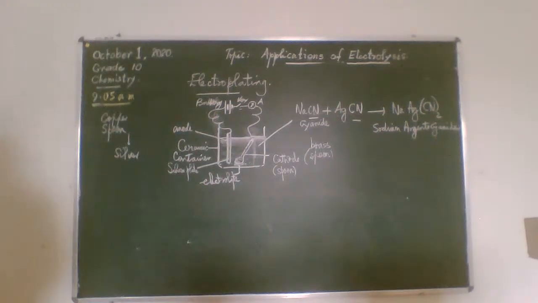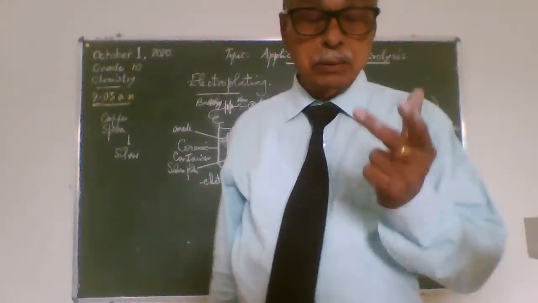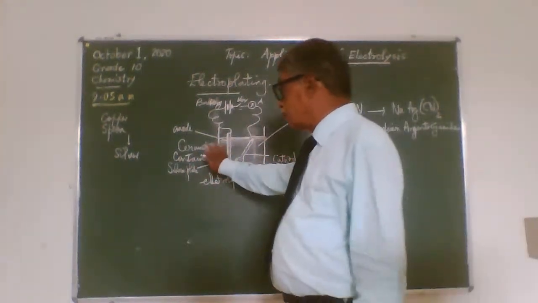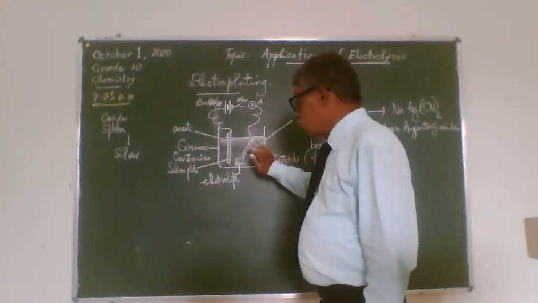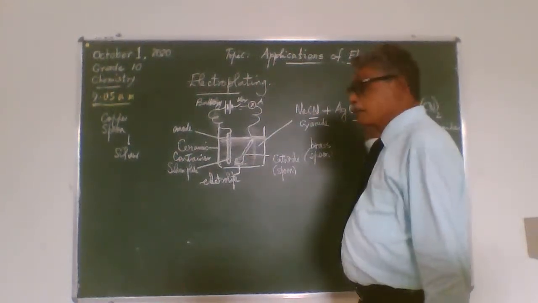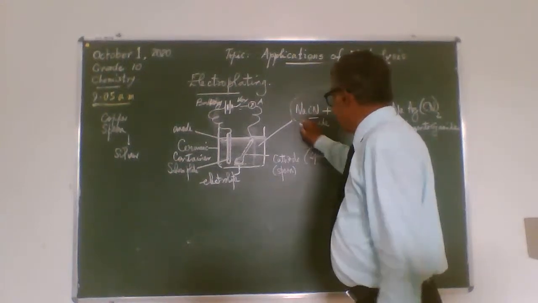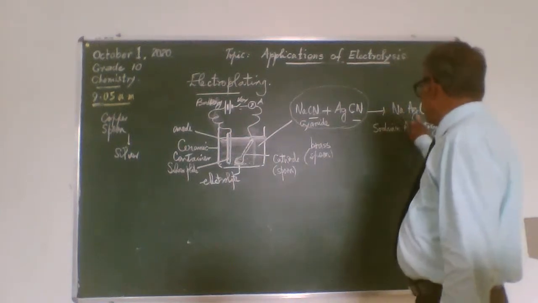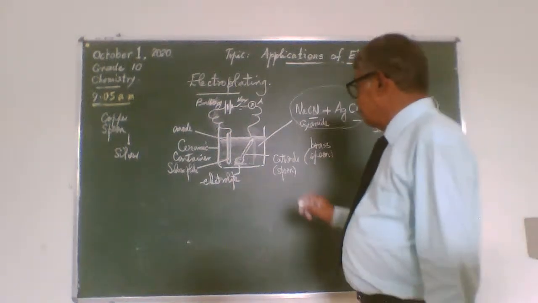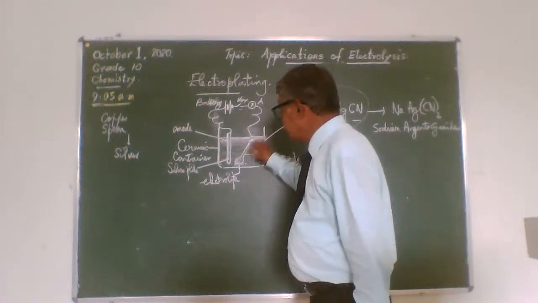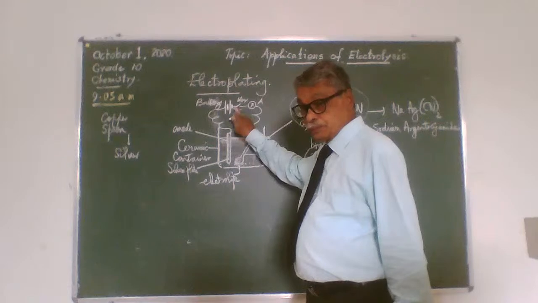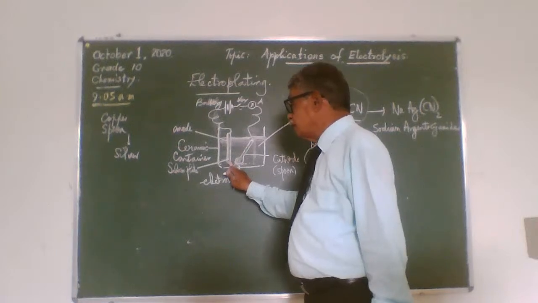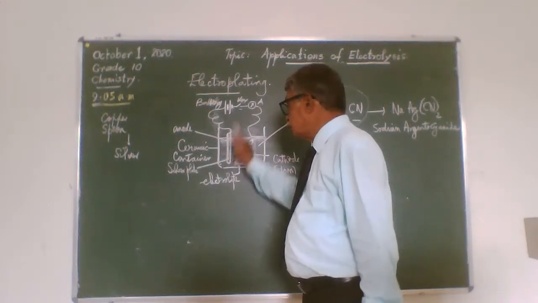So I told you what the electrolyte is, what the anode is, what the cathode is, and also what cell is used. The cell used is ceramic or glass. The electrolyte is sodium argentocyanide, prepared by mixing NaCN with AgCN, which combine to produce NaAg(CN)2. The spoon to be plated is used as the cathode. The metal which should be plated on it is used as the anode. Here in this case it is silver, a plate of silver.